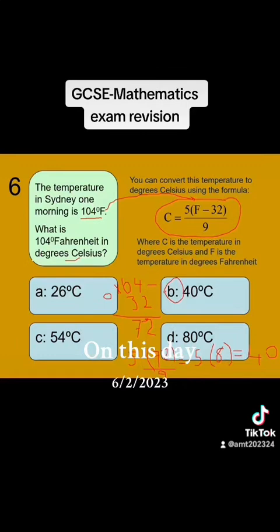Okay, in the UK in general, in England, in the United Kingdom, we obviously work with degrees Celsius, but we can work in Fahrenheit as well. But in general, in this country, we work in degrees Celsius.